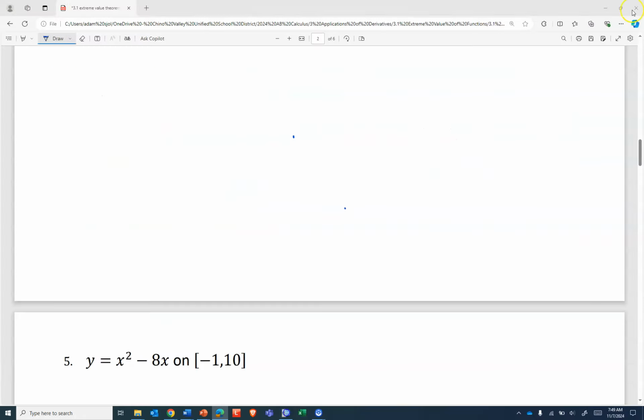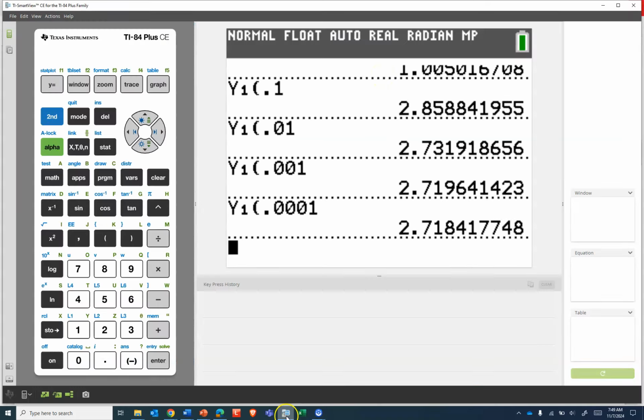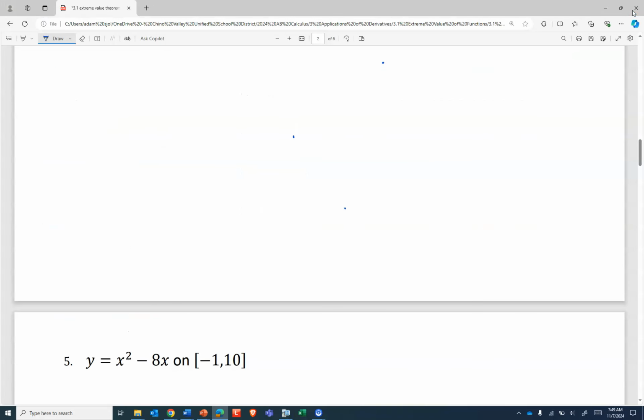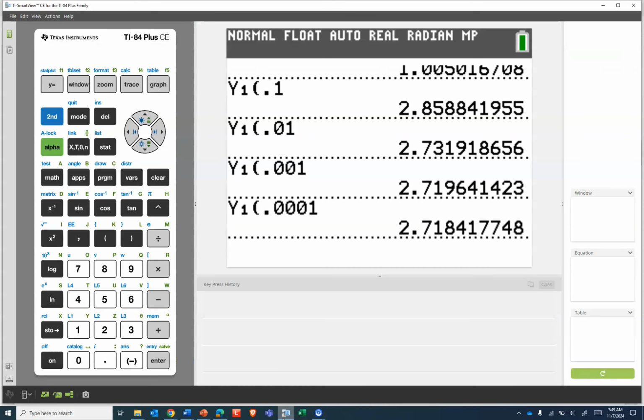I don't know why I opened this. Something's wrong with the computer here. Close that. Okay.